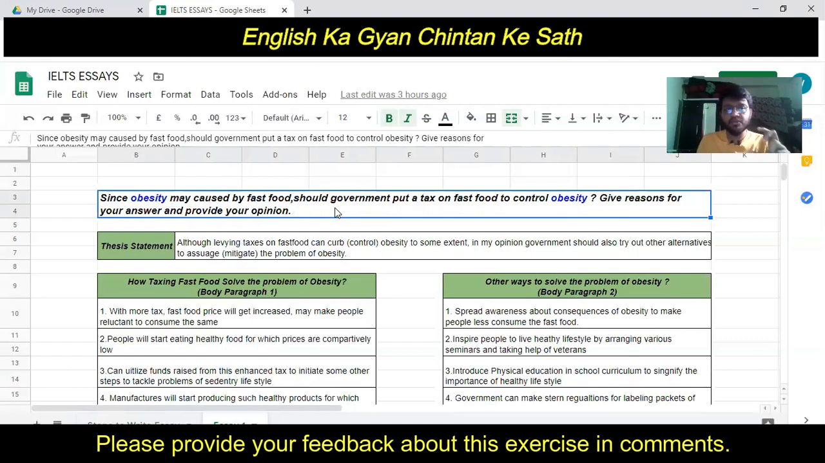Okay, just try to read the sentence again. Obesity, fast food and obesity. First of all, we need to find the keyword from the sentence, as we have just discussed. According to me, the best keyword for this particular statement would be obesity. It means that you need to write something about obesity in your introduction paragraph.